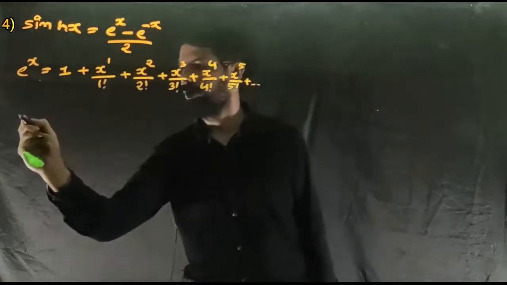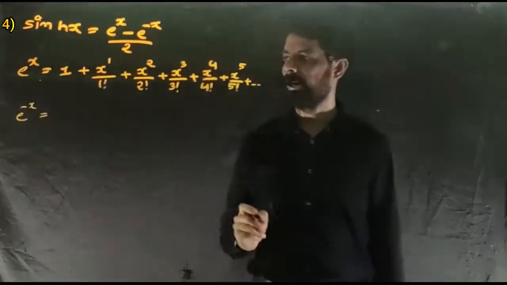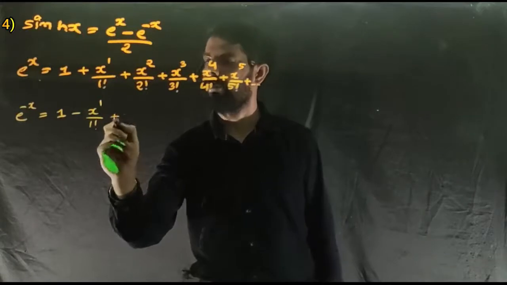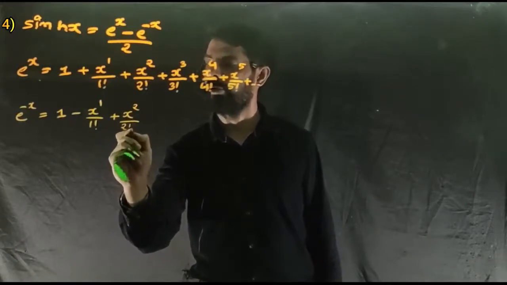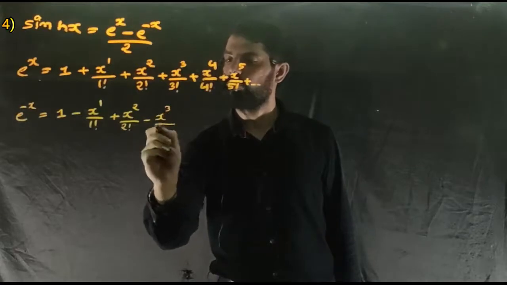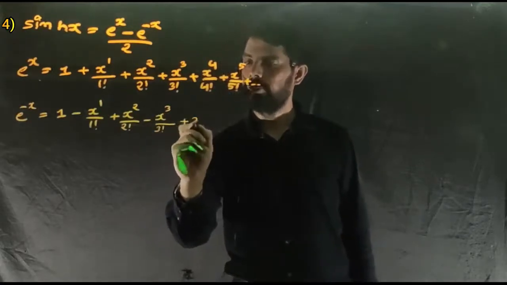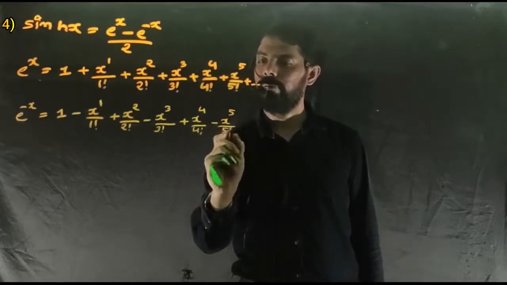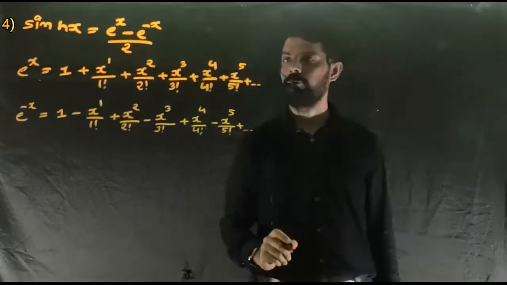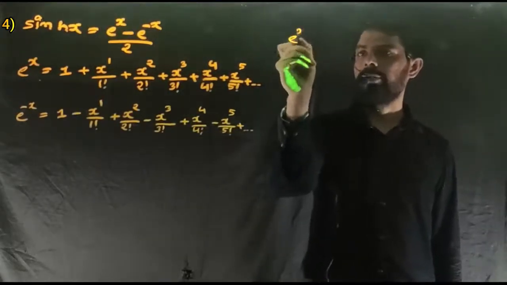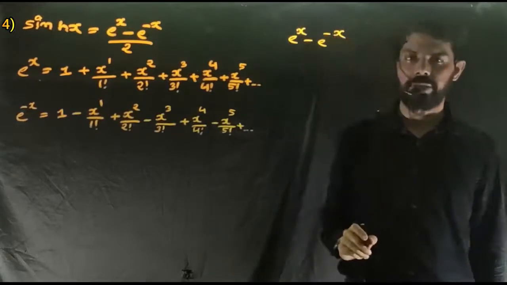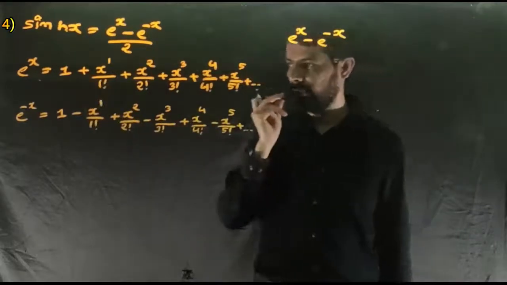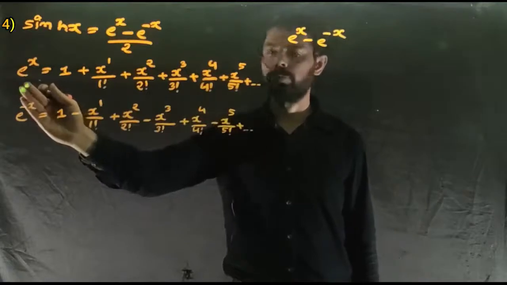And the Maclaurin series for e raised to minus x is given by 1 minus x raised to 1 by 1 factorial plus x squared by 2 factorial minus x cube by 3 factorial plus x raised to 4 by 4 factorial minus x raised to 5 by 5 factorial plus so on. Now we will have to find out e raised to x minus e raised to minus x. That means we will have to subtract these two series, that is, subtract e raised to minus x from e raised to x.